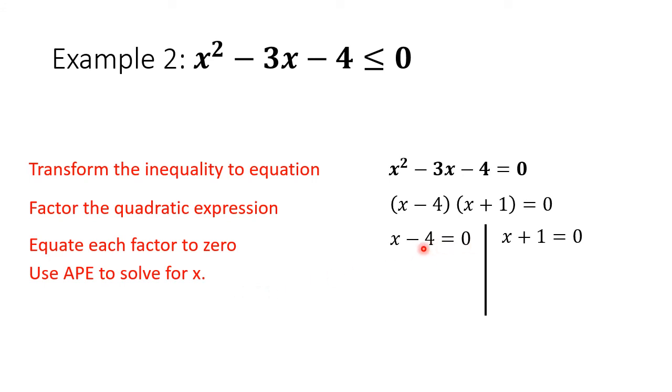So, sa x minus 4 is equal to 0, by adding both sides by positive 4, we have here x is equal to 4. So x plus 1 is equal to 0. If we add both sides by negative 1, so we have here x is equal to negative 1. So 4 and negative 1 are what we call the roots of the equation x squared minus 3x minus 4 is equal to 0.